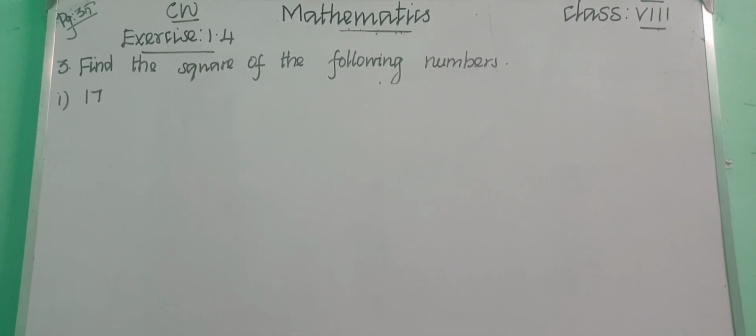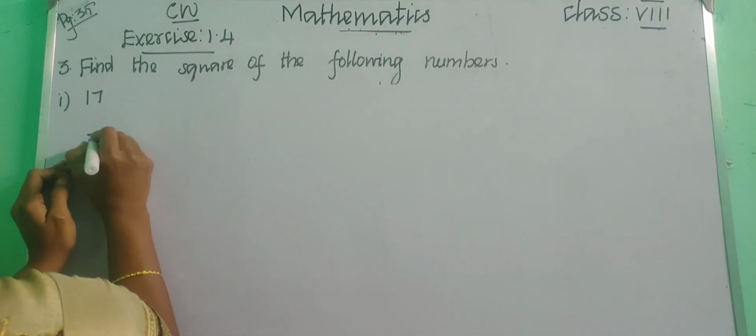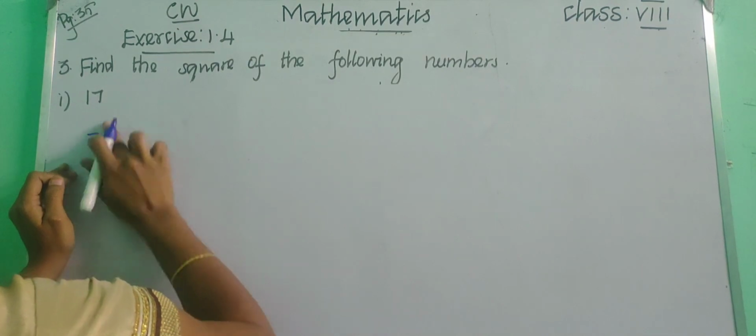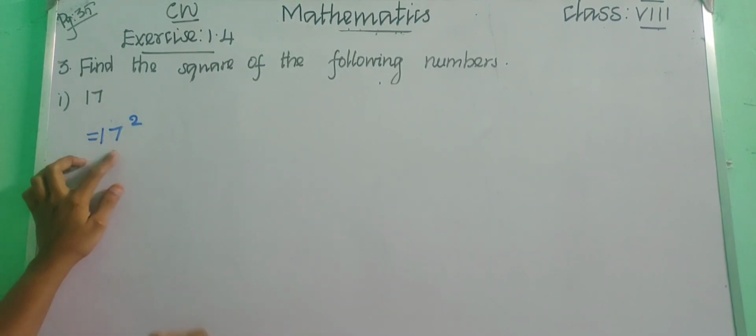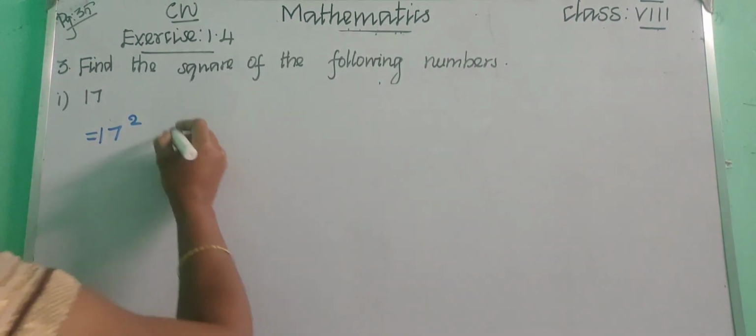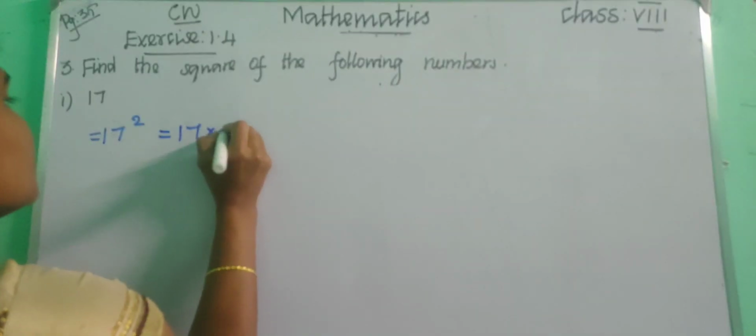Okay, children, write the third question, exercise 1.4. Find the square of the following numbers. So we are going to find the square of the following numbers. What is the question? 17 is the question, right? So how will you find the square? Square means we need to find 17 square. So 17 square means we need to find 17 into 17.